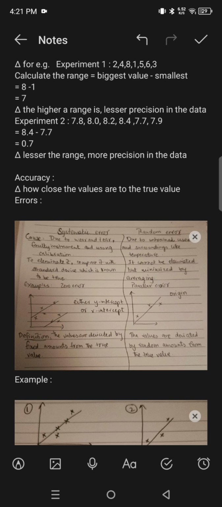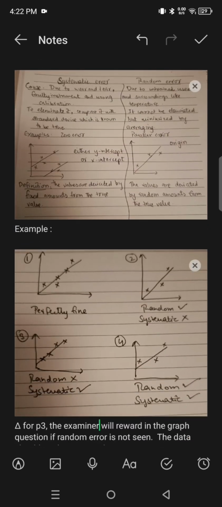Now let's move on towards accuracy. Accuracy is how close the values or the readings are to the true value. Okay, errors. There are two types of error: systematic error and random error.